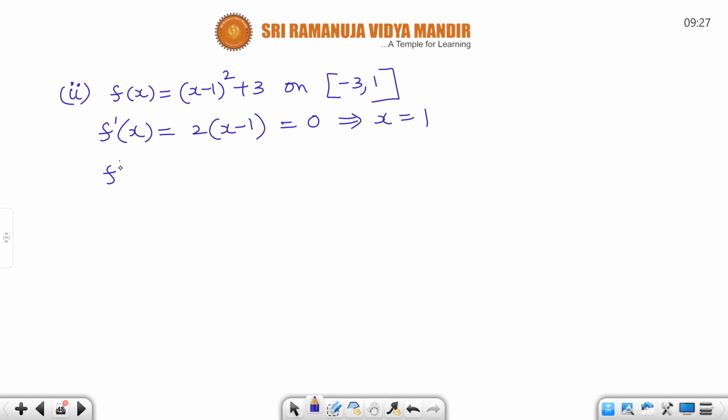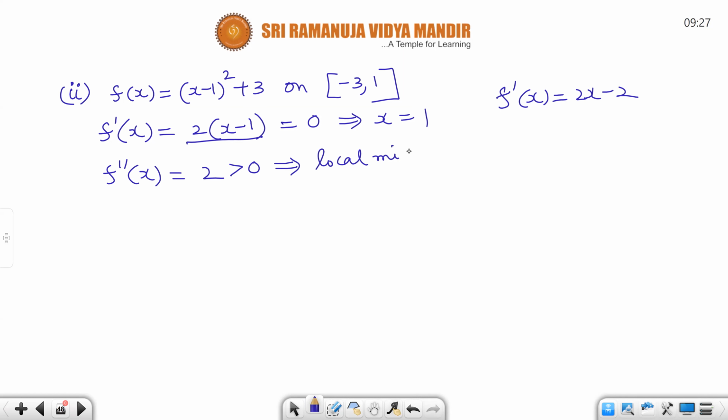What about the second derivative? First derivative is 2x minus 2, so the second derivative is 2. 2 is positive. Second derivative positive means local minimum. Second derivative negative means local maximum. So at x equal to 1, where the derivative is 0, since the second derivative is positive, it has got a local minimum value.